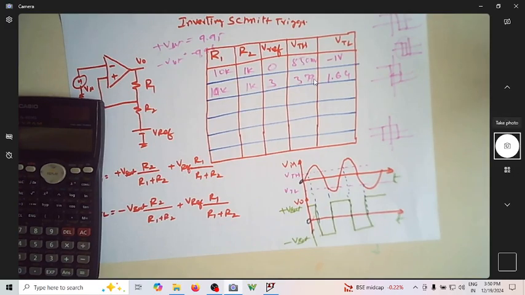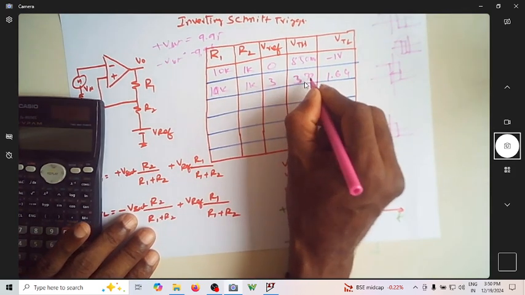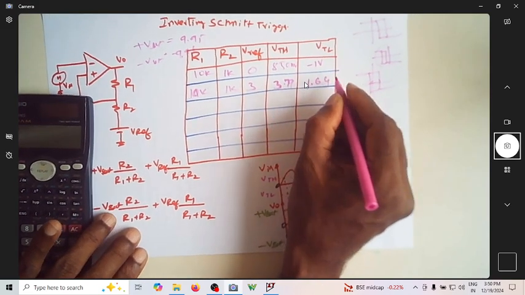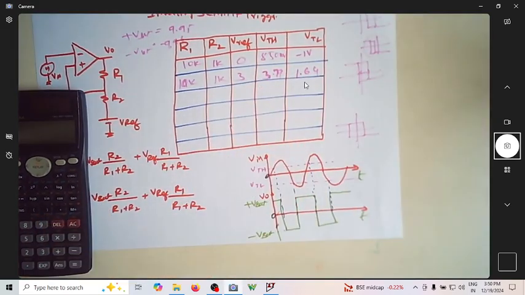VTH, VTL both have become positive. So this is V reference 3. This is 10k, 1k. This is 3 point. This is 3.79. This is 1.64. So both are positive.